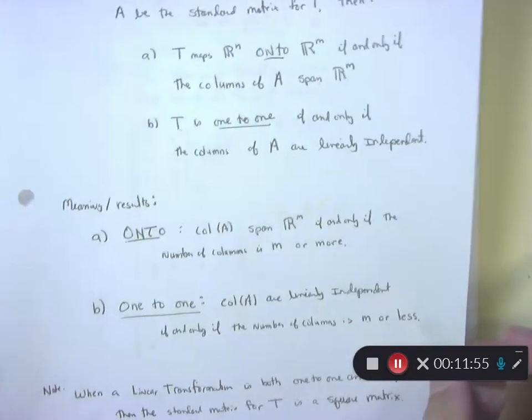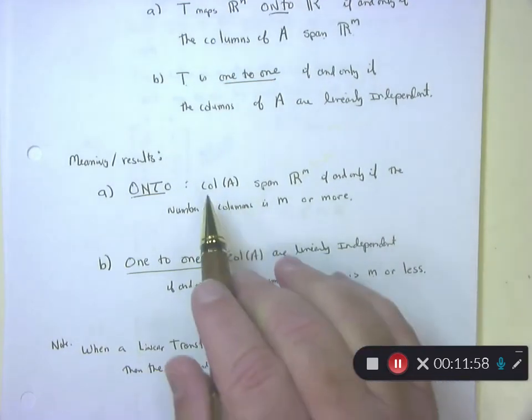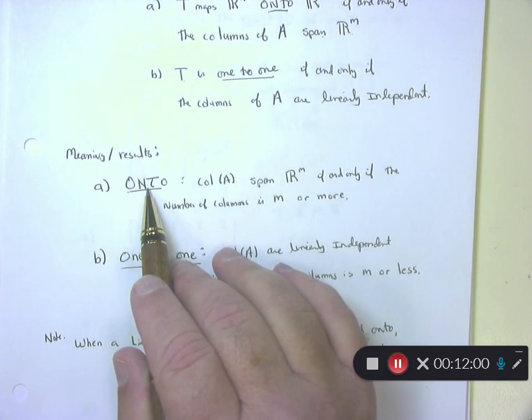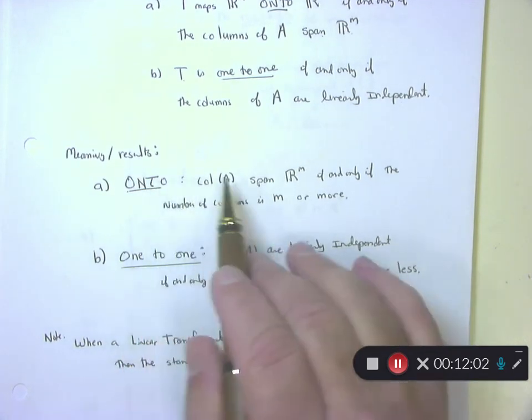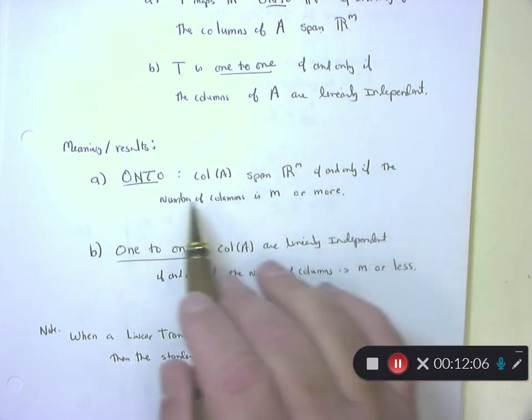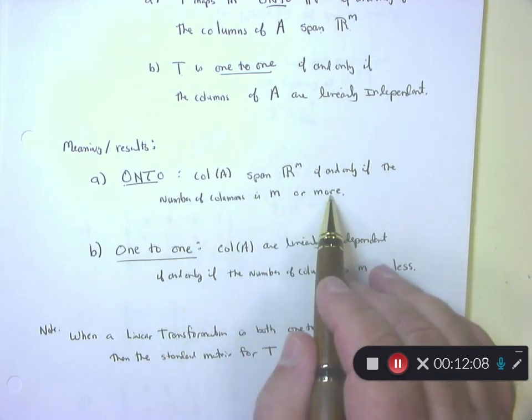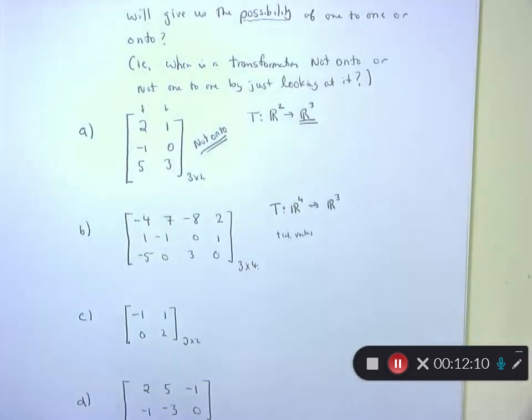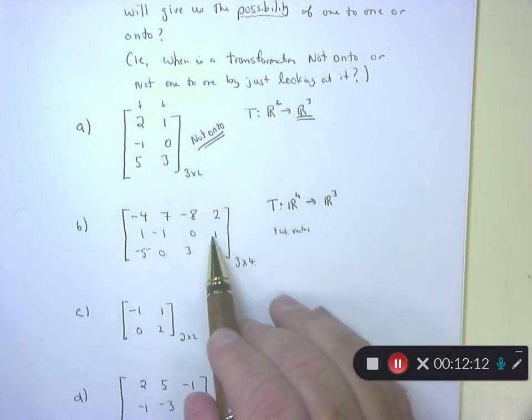So again, looking at my descriptions. If I have a possibility of being onto, the columns of A span RM if and only if the number of columns is M or more. M is 3. How many do we have? 4. So this guy has a chance of being onto. Does that make sense?